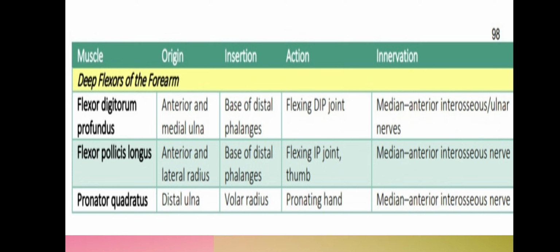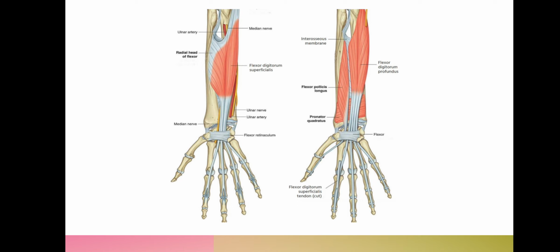The medial half of the flexor digitorum profundus is supplied by the ulnar nerve and the lateral half is supplied by the anterior interosseous nerve, and flexor pollicis longus causes flexion of the interphalangeal joint of the thumb, and it is innervated by the anterior interosseous nerve. If you look at the picture, it will be clear that the flexor pollicis longus inserts on the thumb, causes flexion of the interphalangeal joint.